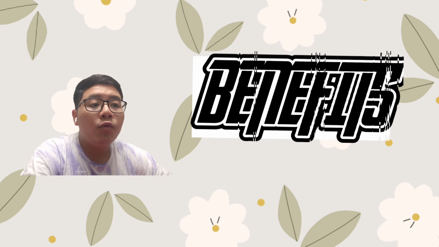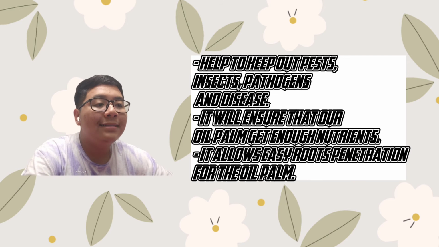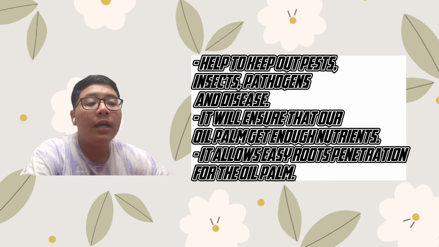So the benefits of weeding are, first, it helps to keep pests, insects, pathogens and disease out of the plantation area and helps reduce the risk of those things infecting our crops. The second is it will ensure that our oil palm gets enough nutrients and necessities since there is no competition between weeds and our oil palm crops. The third one is it allows easy root penetration for the oil palm and helps to improve soil structure and fertility.